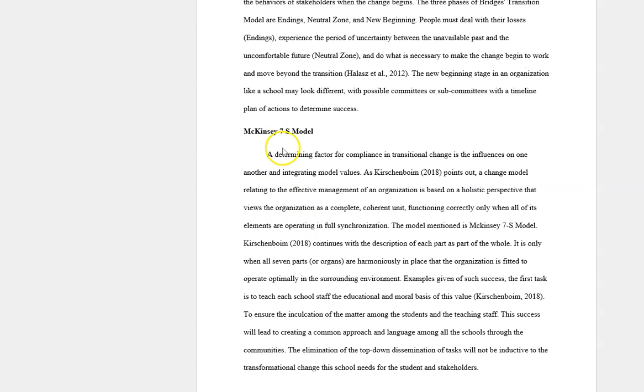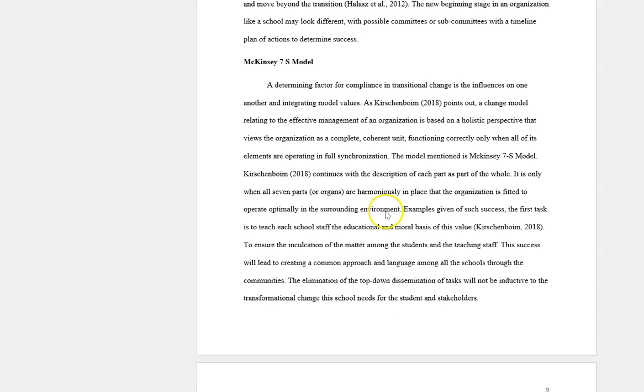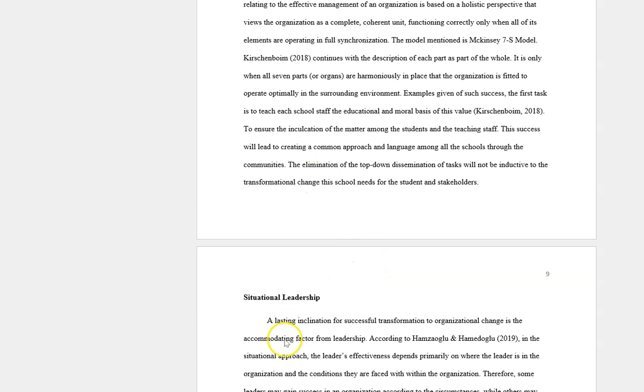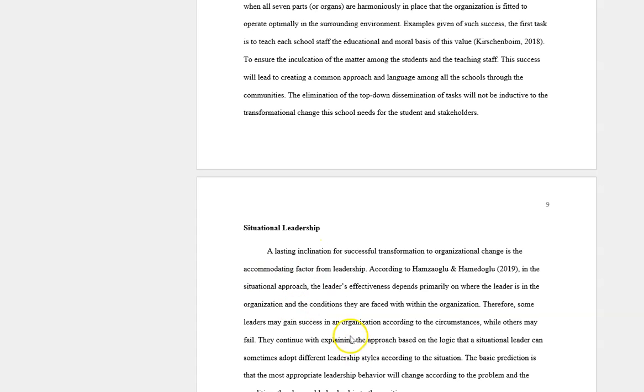So 7S, McKinsey 7S model. So again, she's integrating these models that were asked for by the syllabus. She's breaking them down. She's supporting it with the scholarly literature. She's introducing the idea, and she's tying it into the next section, summarizing things and making sure that there's this string of understanding of why it's important in how it relates to her topic.